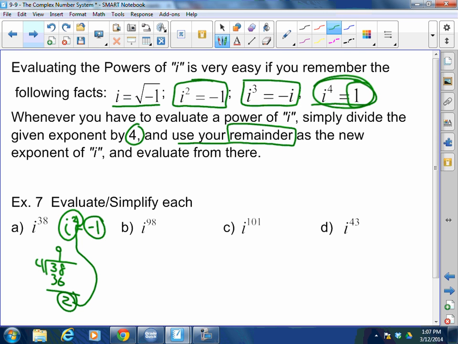Does that make sense? How many times can 4 go into 98 evenly? 24 times. And what's left over? Negative 1. The 9 is nothing. Okay.